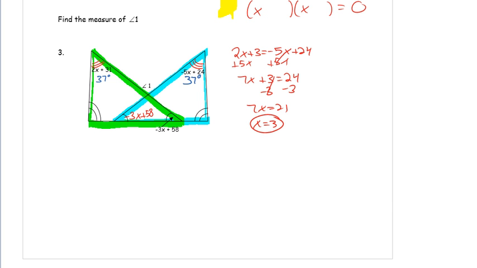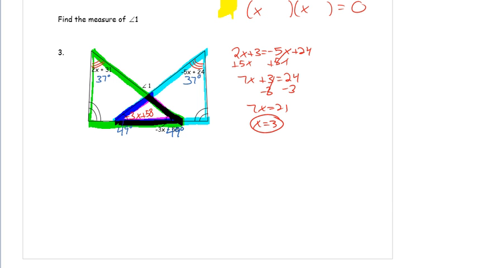I'm going to plug it in down below here too. We know that, let's see, negative 3 times 3 is negative 9, plus 58, this would be 49 degrees. Means that's going to be 49 degrees. So now let's look at this triangle. We know the top, bottom left and bottom right angles are 49.